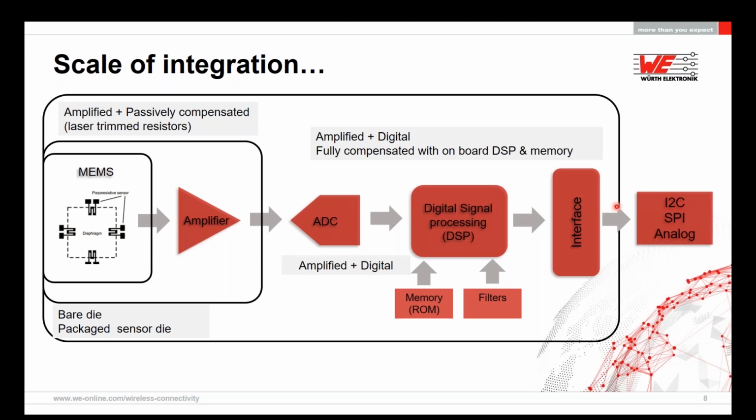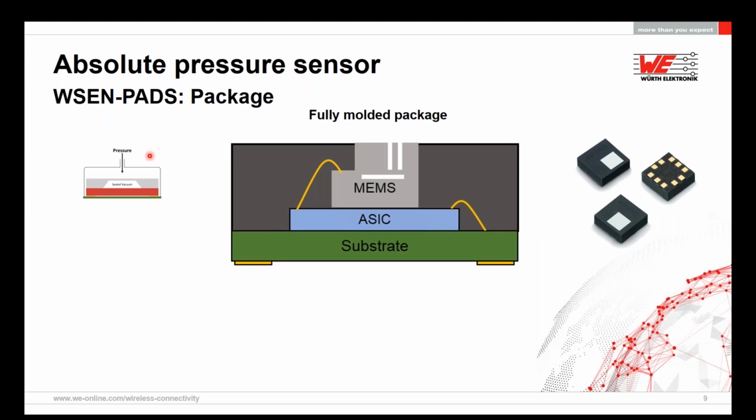First, let's have a look at the absolute pressure sensor. As you see, the absolute pressure sensor has one inlet and the reference vacuum is sealed inside. This is the package of our absolute pressure sensor. The ASIC and the MEMS are mounted on top of the substrate. The ASIC contains the multiplexer, analog to digital converter, and the microcontroller, as we saw in the previous slide. The MEMS is mounted on top. The MEMS has an inbuilt vacuum cavity for the reference and holes on top.